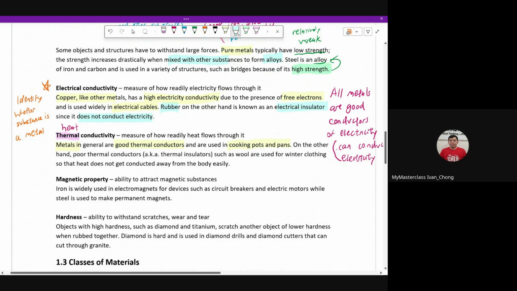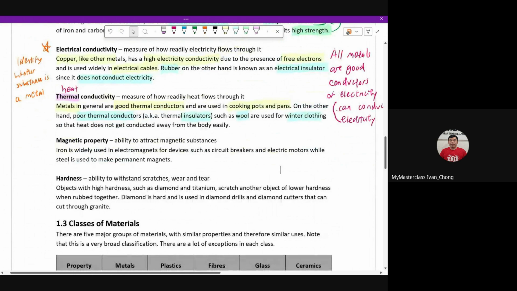On the other hand, if we have poor thermal conductors, which is your insulators, such as wool, we use it for winter clothing. So we do not lose heat so fast. Okay, so don't worry too much about the thermal conductivity. The electrical conductivity is the most important one.